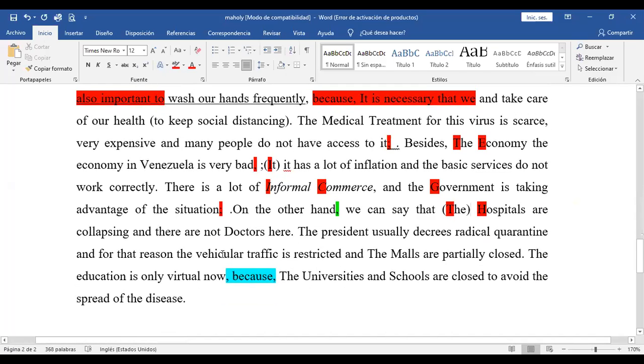Are collapsing and there are not doctors. Bueno, aquí mire, repite. Ya quiere hacer énfasis en que no hay doctores ahí. No hace falta porque ya se supone, ¿sí? ¿Qué más? I would recommend to delete. We can say that. On the other hand, we can say that, on the other hand, hospitals are collapsing. Yeah. You can delete it. Claro, no está mal. Si quiere lo puede dejar, pero sería más directo without that. On the other hand, hospitals are collapsing and there are not doctors here.